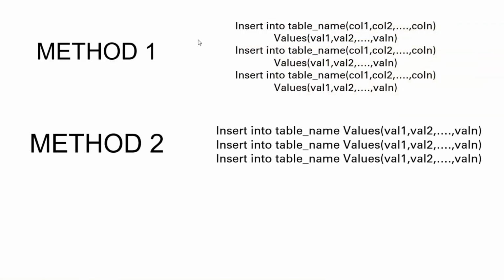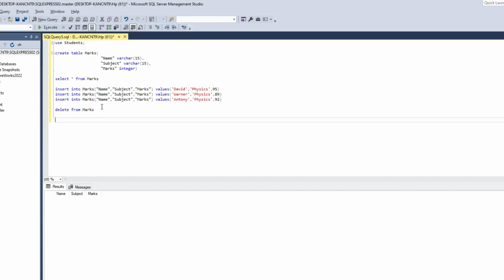In method 2, the syntax will be the same. You have to insert into the table name, but instead of giving the column names, you can give the values directly and start entering the values one by one. The same method, which is insert into marks, but here in this step, we need not give any column names. Directly you can go ahead with values, and I am going to enter the same values.